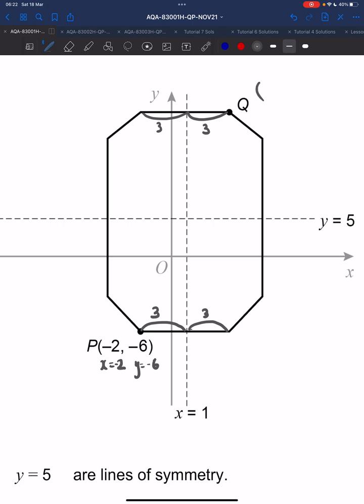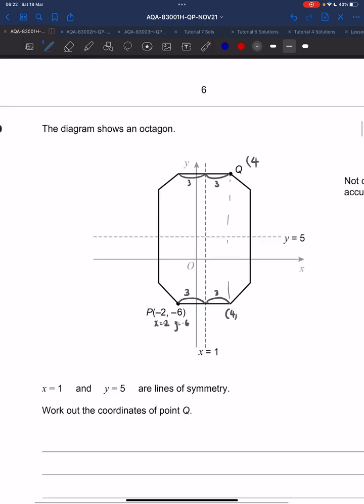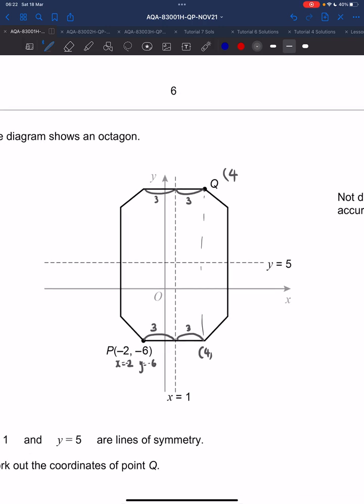So that means that x there is actually going to be 4, because 1 plus 3 makes 4. And by the symmetry this way, the x coordinate there is 4 as well. So now we've got to do the same with the y. So this is -6, up to there, that's y is 5. So that's 5 and that's -6. That total line is 11. Up to there, that line is going to be 11 by the symmetry. That's 11 as well.